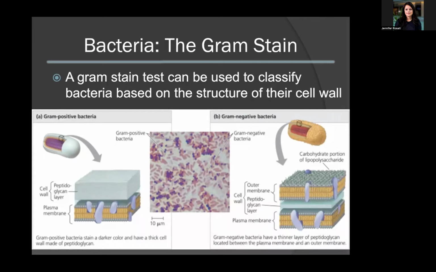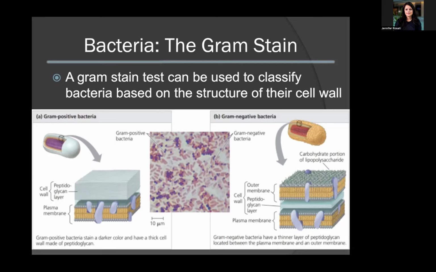The Gram stain is an important test that can be used to classify bacteria. This is based on properties of their cell wall. Gram-positive bacteria will stain with the Gram stain because their peptidoglycan layer is exposed. Gram-negative bacteria do not keep the stain, and this is because they have a lipopolysaccharide outer membrane which surrounds a peptidoglycan layer.